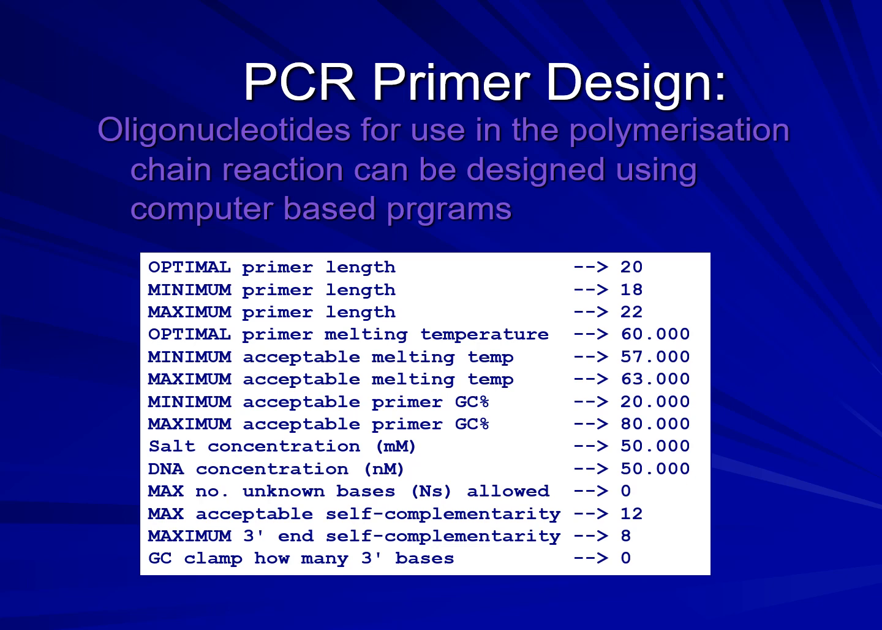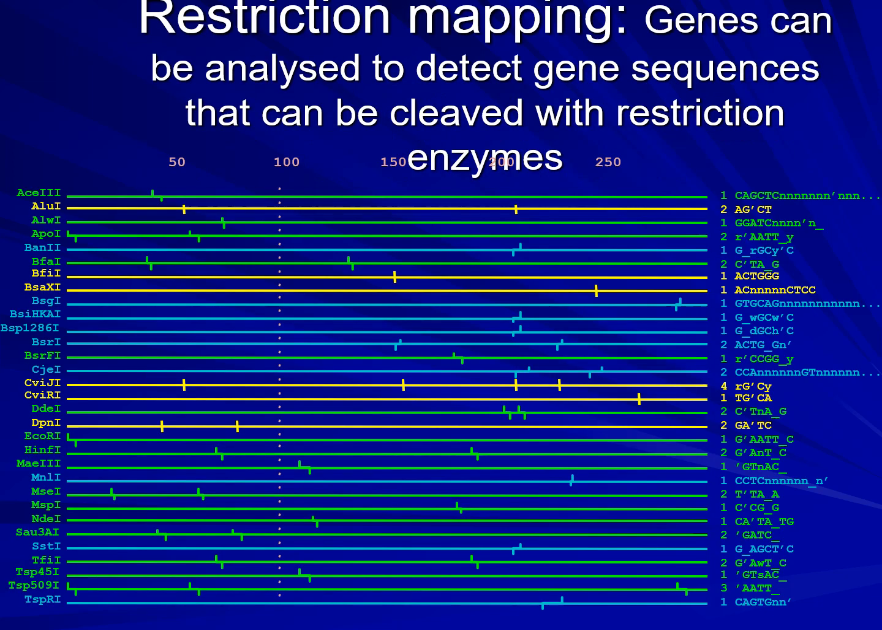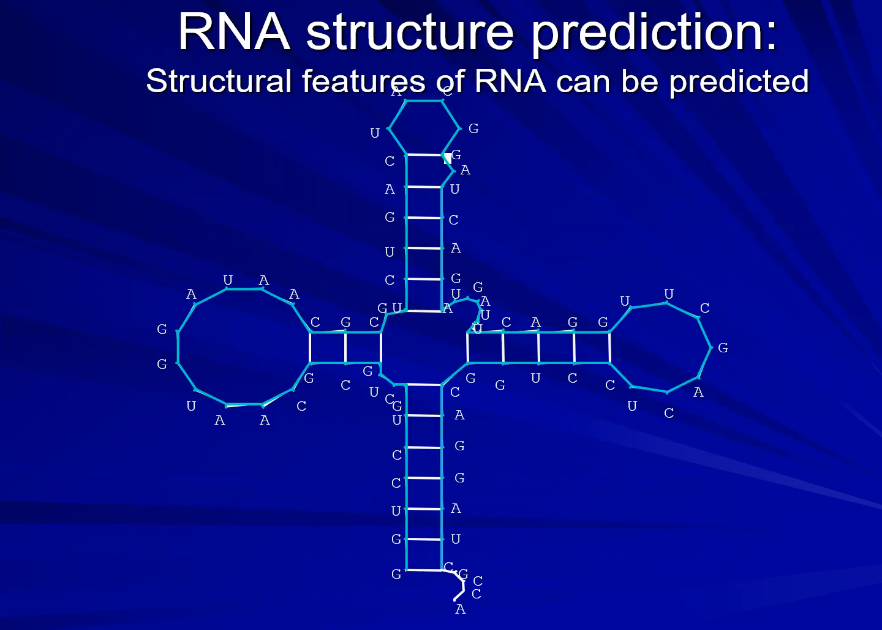PCR primers can be designed by using bioinformatics software. Similarly, restriction mapping: a gene can be analyzed to detect the gene sequence that can be cleaved with a restriction enzyme. This type of work we can do using bioinformatics. Similarly, for RNA structure prediction, the structural features of the RNA can be predicted by using software.